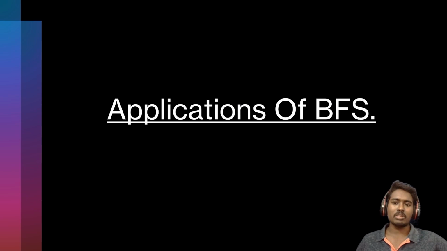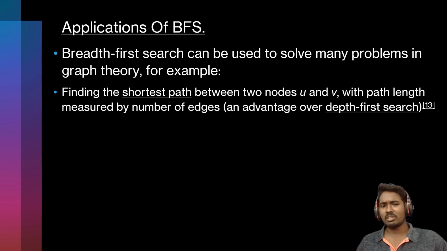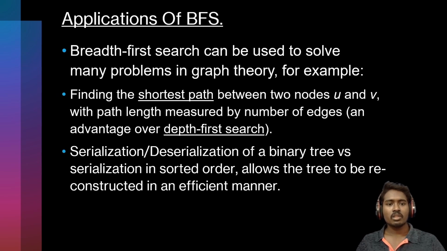Now let us talk about the applications of BFS. Breadth first search can be used to solve many problems in graph theory. For example, finding the shortest path between two nodes U and V, with path length measured by the number of edges. That is the advantage of breadth first search. Now, the serialization and deserialization of a binary tree: serialization in sorted order allows the tree to be reconstructed in an efficient manner.